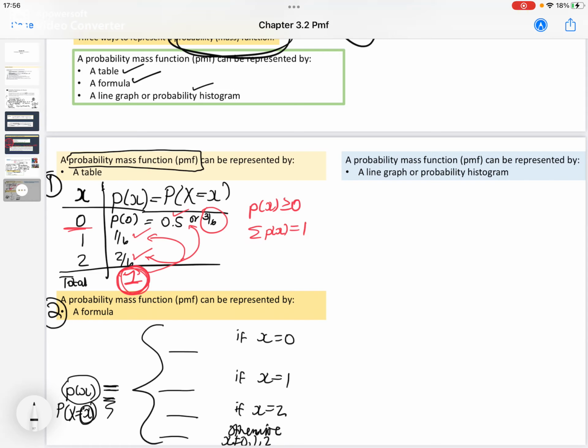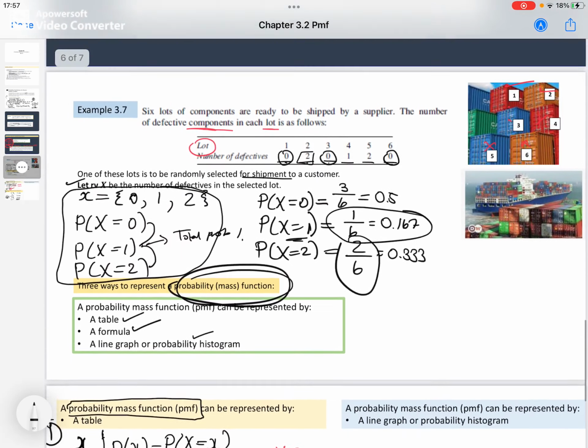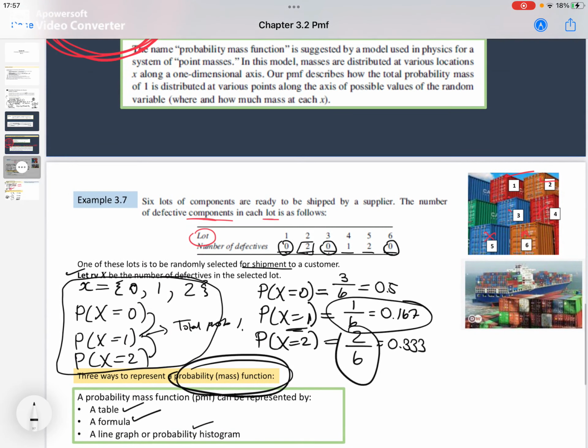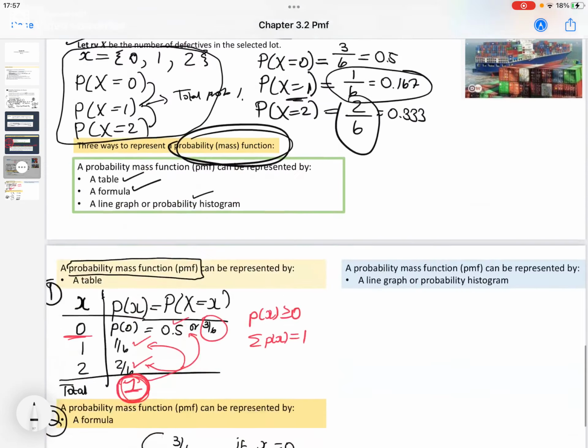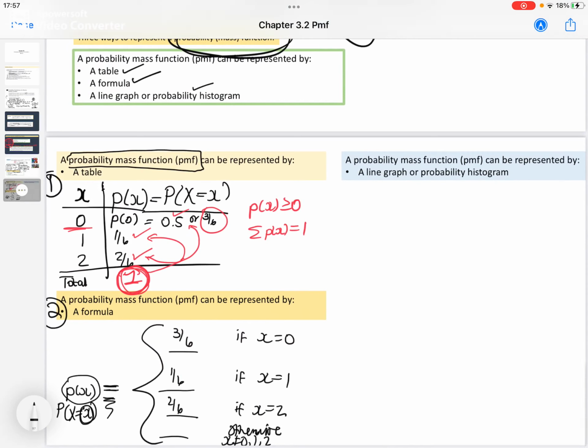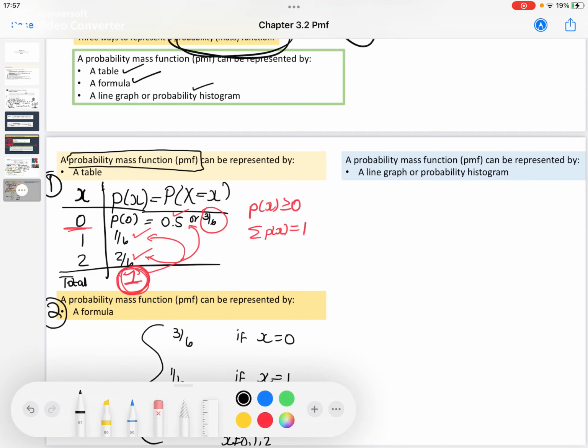So if x is equal to 0, the probability we calculated is 3 divided by 6. If x is equal to 1, the probability is 1 divided by 6. And if x is equal to 2, the probability is 2 divided by 6. And let's say x is equal to 10. Is it possible in this scenario to have 10 defectives? No, it's not part of the data. It seems to be impossible in this context. So the probability for any other x that is not 0, 1, or 2 will be 0. So this is how you would write it as a formula.